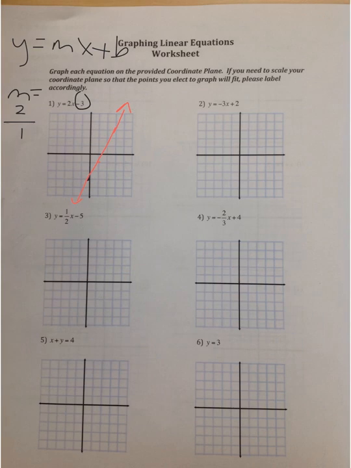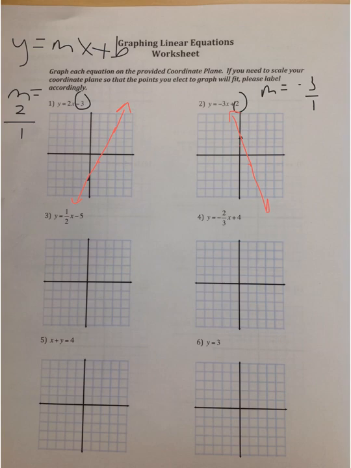Y equals 2x minus 3 looks like this. Over on number 2, we have y equals -3x plus 2. So we are going to start at the y-intercept of 2 right here. And now our slope in this case is a negative. So I am going to go down 3, 1, 2, 3, and I'm going to go over 1. I'm going to make my line going here, and that's my equation for this one. Number 3, y equals 1/2 x minus 5.